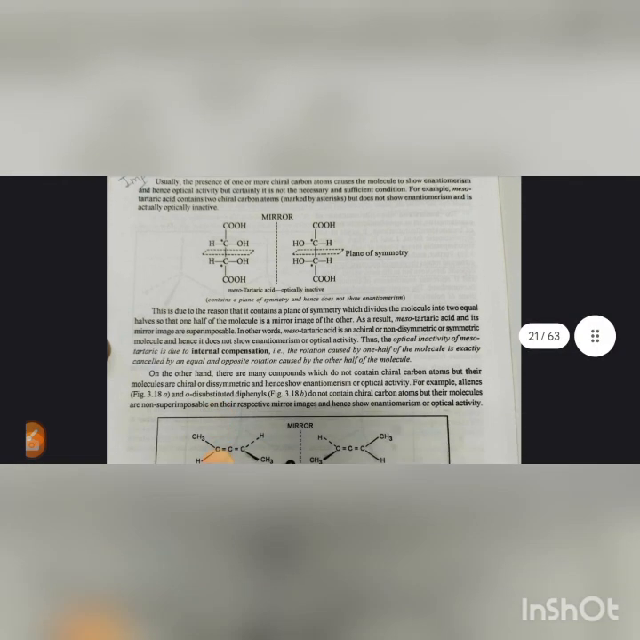The molecule and its mirror image must be non-superimposable. It may or may not contain chiral or asymmetric carbon atoms. Usually, the presence of one or more chiral carbon atoms causes the molecule to show enantiomerism and hence optical activity, but certainly it is not a necessary and sufficient condition. Mesotartaric acid, for example, contains a plane of symmetry which divides the molecule into two equal halves so that one half of the molecule is a mirror image of the other.